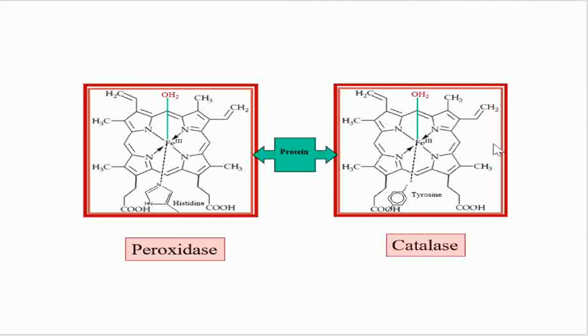If you see this red line, this is the protein that surrounds the heme, and this tyrosine is a residue of this protein. Likewise, in peroxidase, the surrounding is the protein, and this histidine residue is part of the protein. So the only difference in the structure of catalase and peroxidase is that in peroxidase, the fifth ligand is the histidine residue, while in catalase, the fifth ligand is the tyrosine residue of the protein.